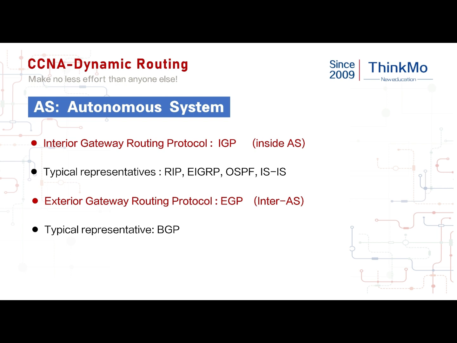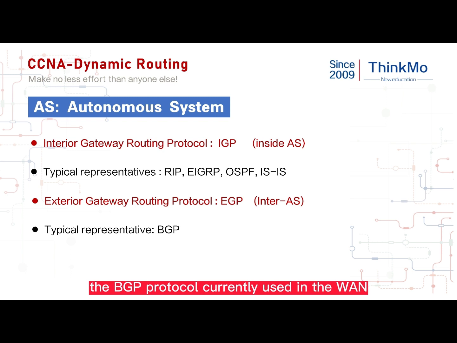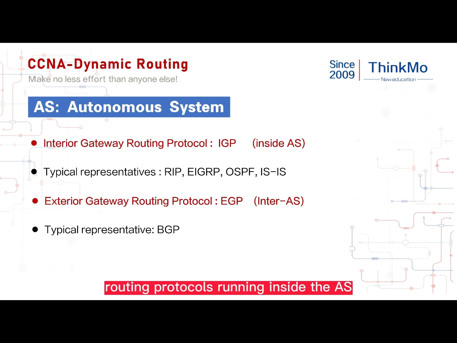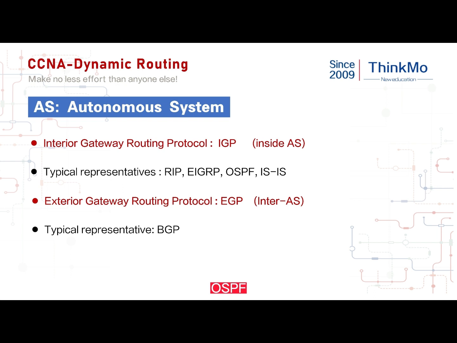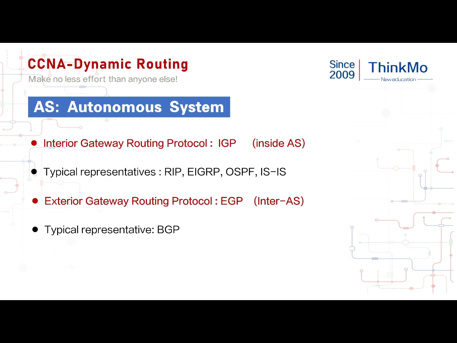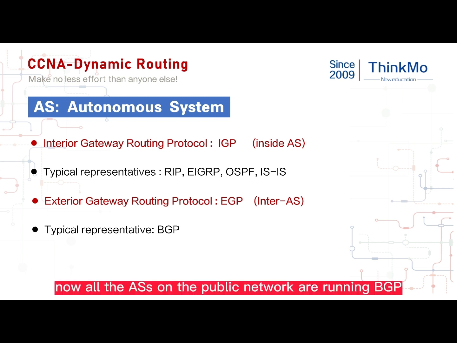Then the typical EGP protocol running between AS is the BGP protocol currently used in the WAN. You will learn it in the NP course in the future. There are many interior gateway routing protocols running inside the AS: OSPF, ISIS, RIP, EIGRP, etc. If you don't know Cisco before, I can tell you about EIGRP. Early on it actually belonged to both the interior and exterior. That is, it can actually also be used between AS. But unfortunately, it launched and opened too late. Now all the ASs on the public network are running BGP.